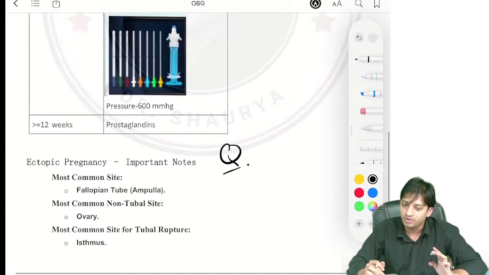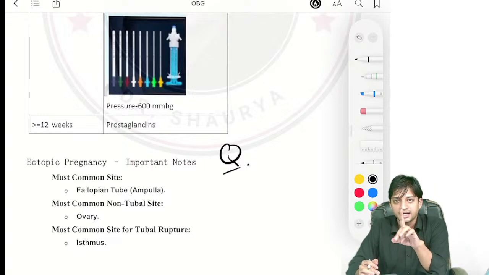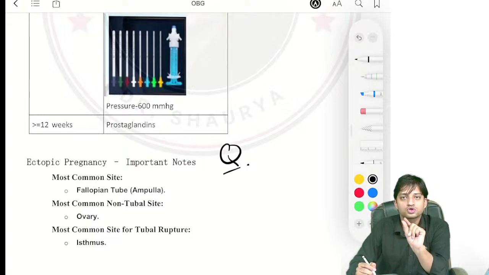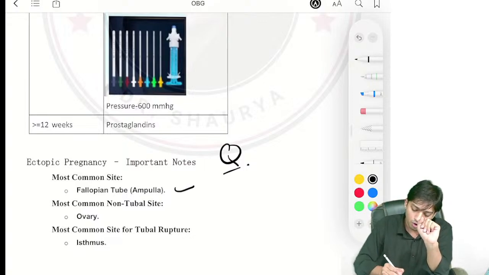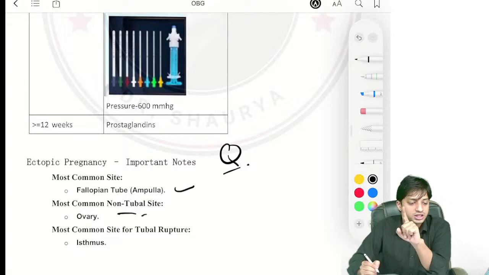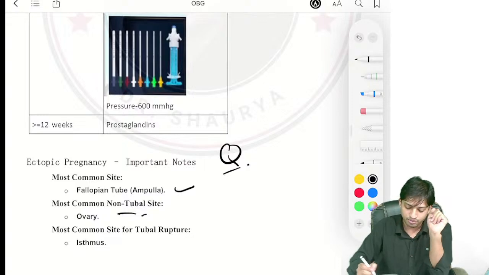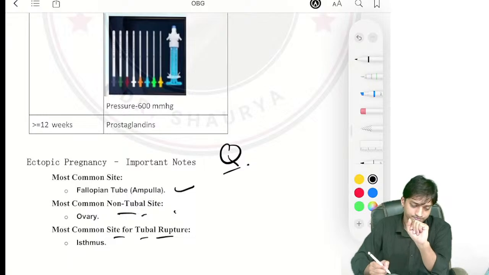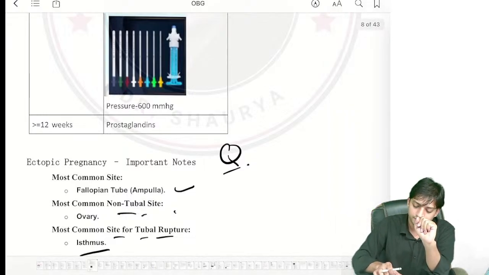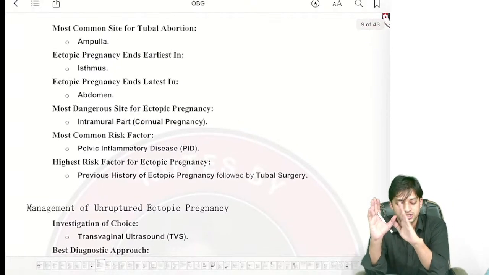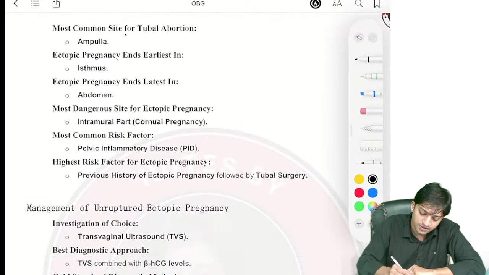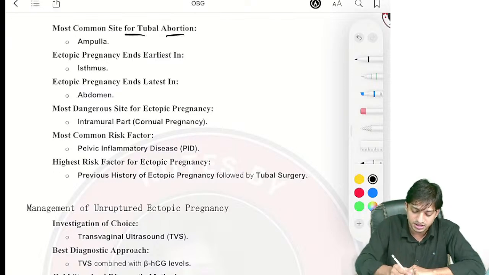In ectopic pregnancy, what do you see? Most common site, generally they have asked one more question. The most common site for ectopic pregnancy they have asked, that is the fallopian tube, right? Most common non-tubal site, pay attention, they have asked this also. Non-tubal site most common is ovary. Most common site for tubal rupture is isthmus, right? Most common site for ectopic pregnancy where the tubal rupture takes place is isthmus. Now, most common site for tubal abortion, pay attention, is ampulla.